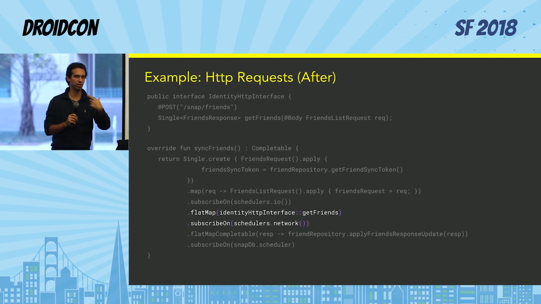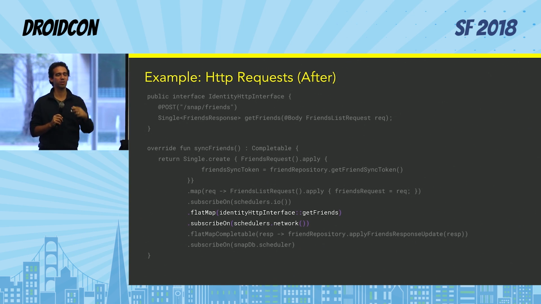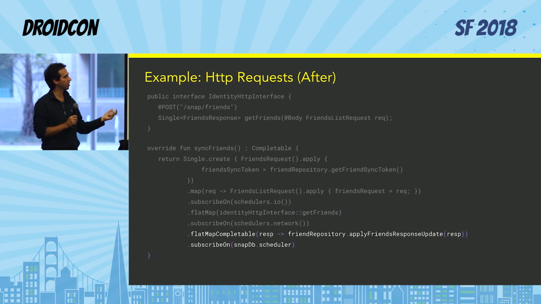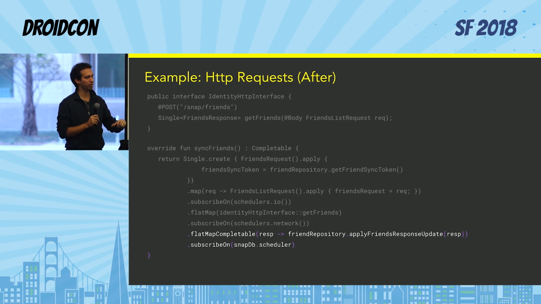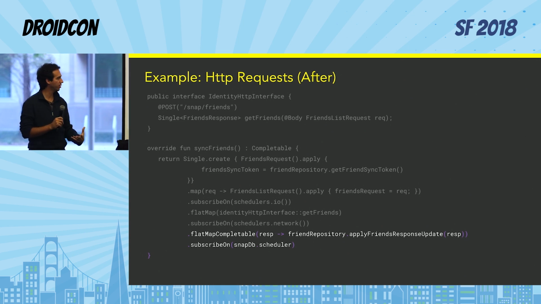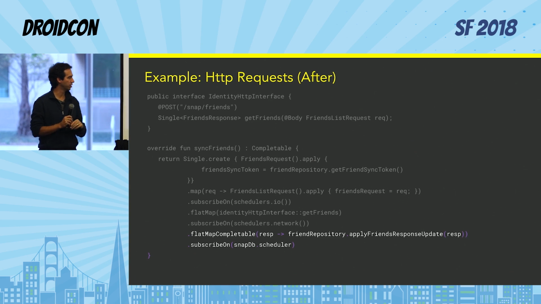So that takes care of doing the request encoding, the network request, the decoding of the payload, and giving us a decoded response. Finally, we take the response and we call into our friend repository to apply it, to save the response to the database, and we do that on the database scheduler because it's writing into the database.